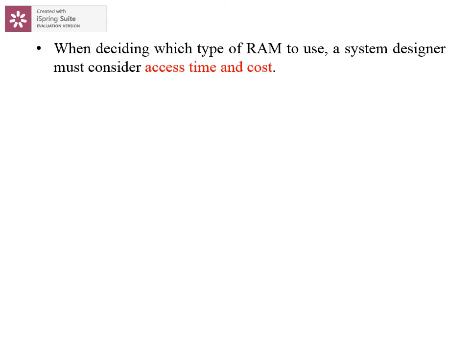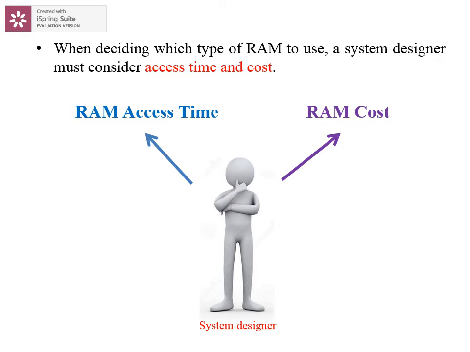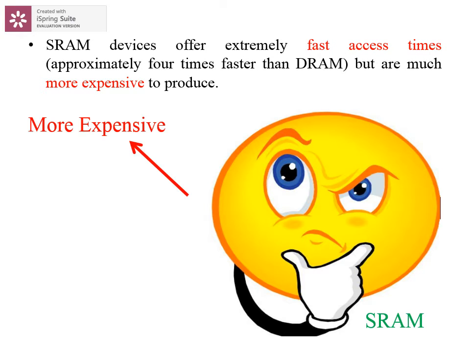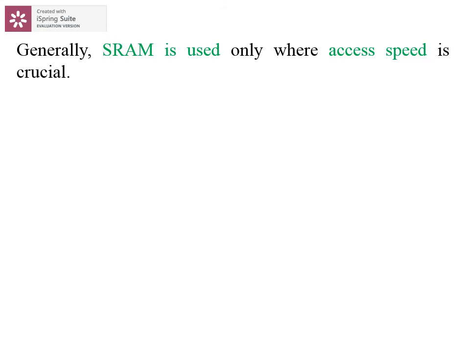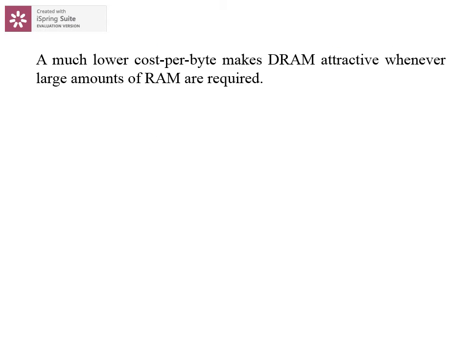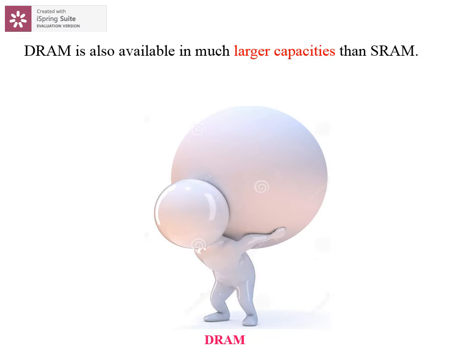How to select RAM? When deciding which type of RAM to use, a system designer must consider access time and cost. SRAM devices offer extremely fast access times, approximately 4 times faster than DRAM, but are much more expensive to produce. Generally, SRAM is used only where access speed is crucial. A much lower cost per byte makes DRAM attractive whenever large amounts of RAM are required. DRAM is also available in much larger capacities than SRAM.